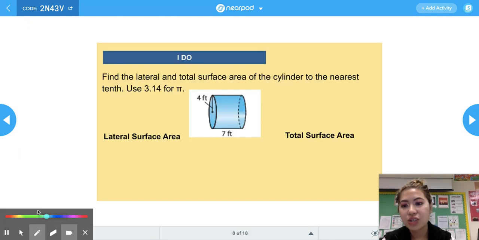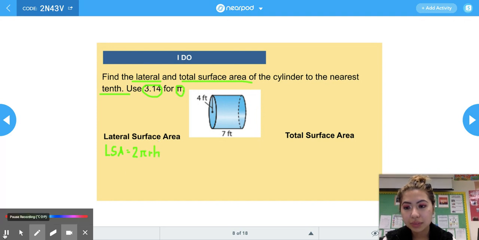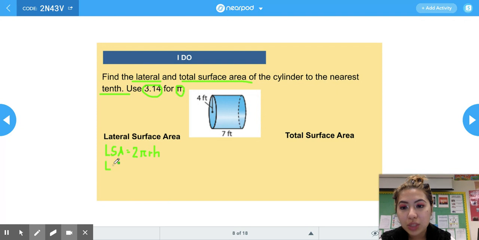This first I do reads, find the lateral and total surface area of the cylinder to the nearest tenth, and we have to use 3.14 for pi. Our lateral surface area formula is LSA is equal to 2 times pi times r times height. Then we're going to plug in the numbers that we know. We're using 3.14 for pi, so we have 2 times 3.14.